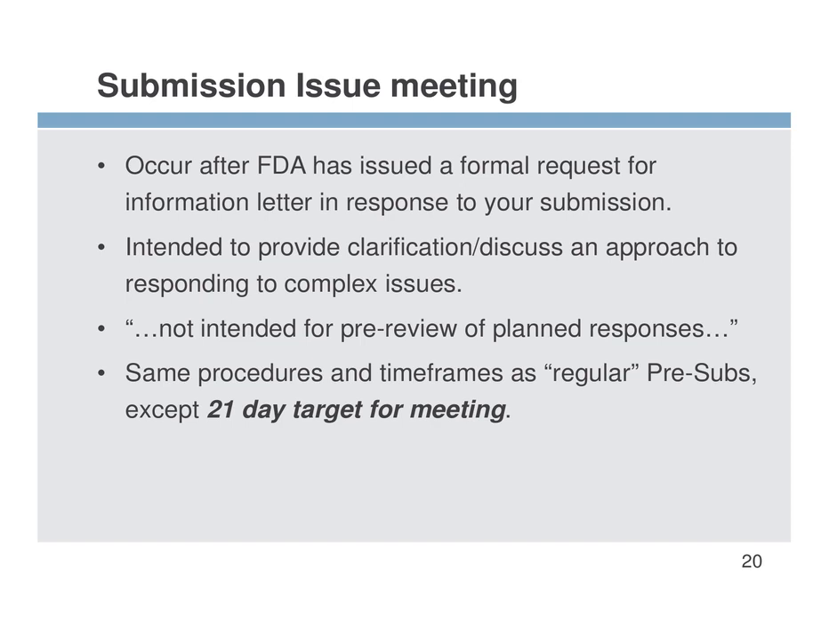And finally, submission issue meetings. These are after you've gotten a formal request for information, a deficiency letter in response to your formal submission. They're just looking to give you an opportunity to get clarification on the approach to responding to complex issues. They say it's not intended for pre-review of plan submissions. Same basic procedures, but you're going to actually have the meeting in 21 days. They do not want to try to stand in the way of what you're doing by saying you have to wait 90 days to get an answer from them.